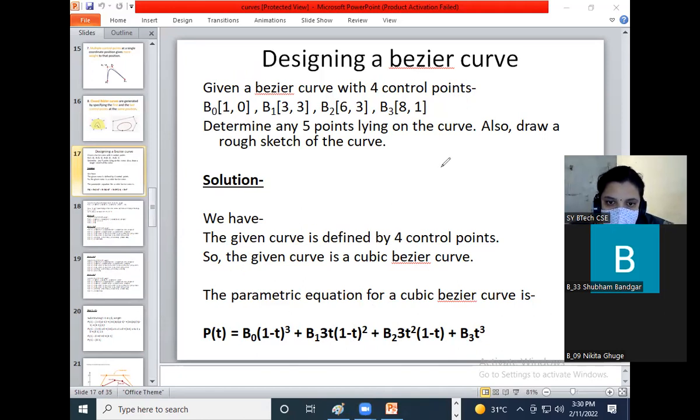N factorial divided by N factorial divided by N. Now these are the blending function we are going to have different. These are the control points having the parameters 1, 0.